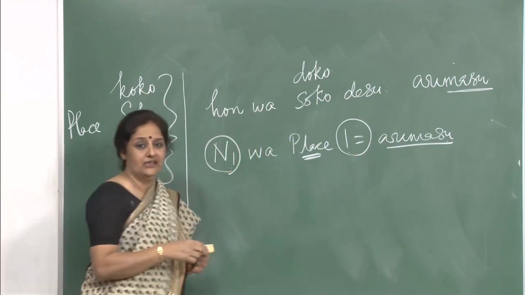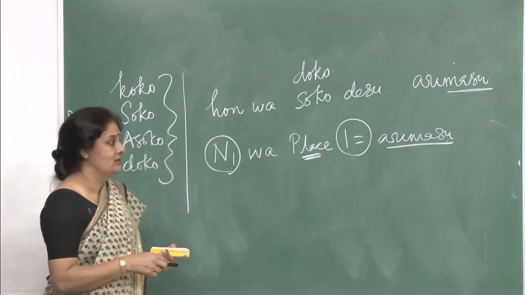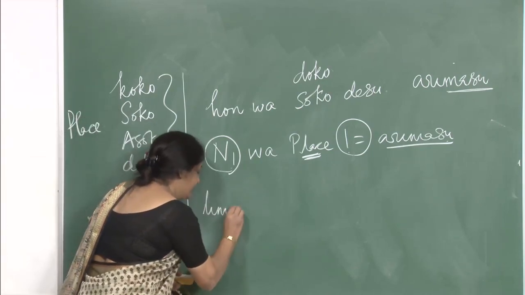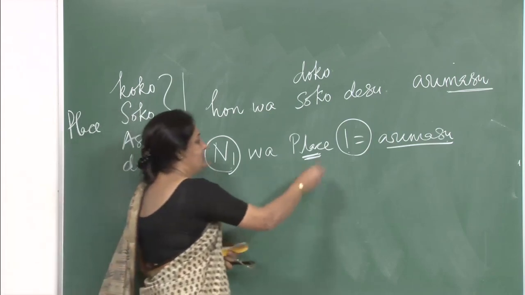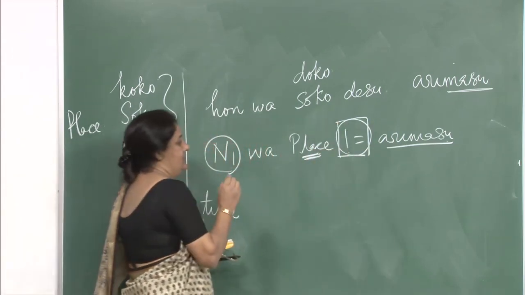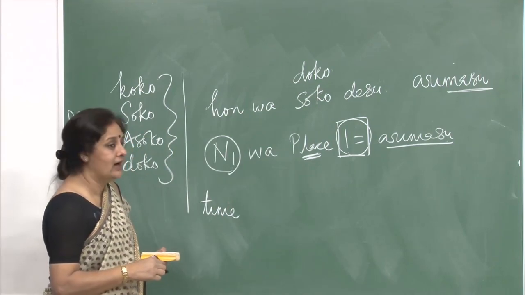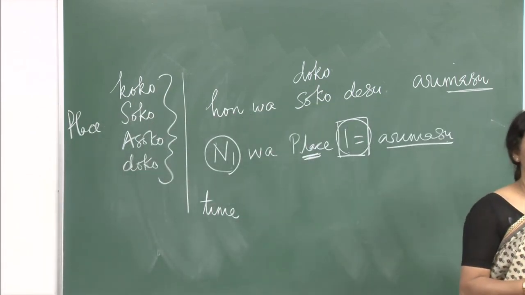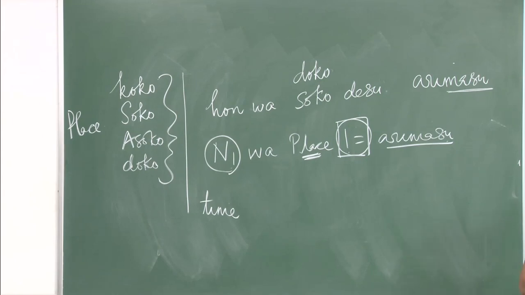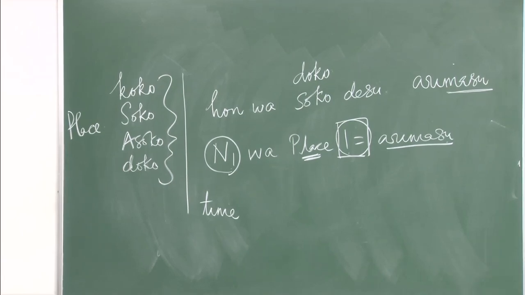This particle ni you have done in your previous lesson with time. If you remember, 8 ji ni ikimasu, 9 ji ni nemasu. So, over here this has a different usage. Noun 1 wa place ni arimasu. It shows existence of something, presence of something at a certain place. So, let us see how it is done. You have this small radio conversation. Please listen to it carefully and then I will try to explain it to you.